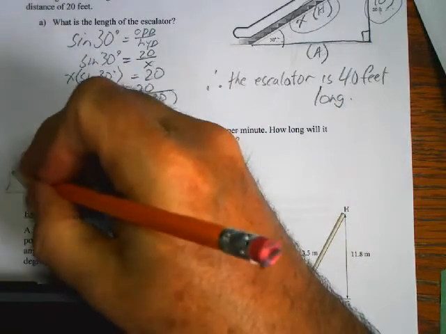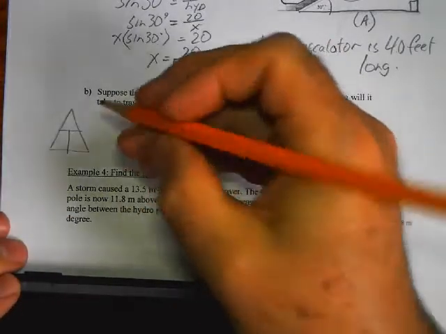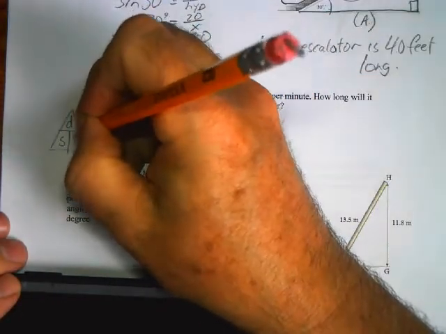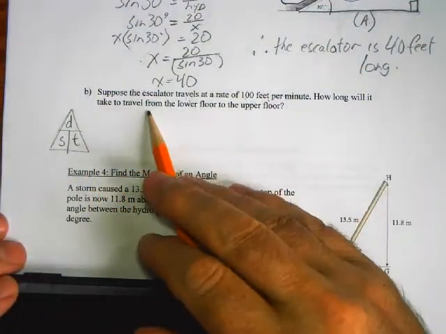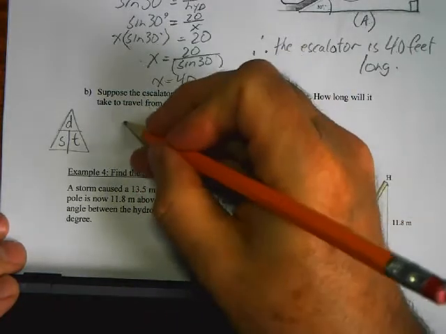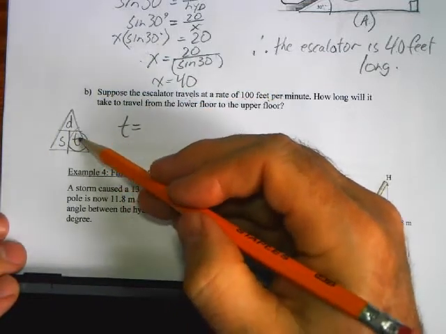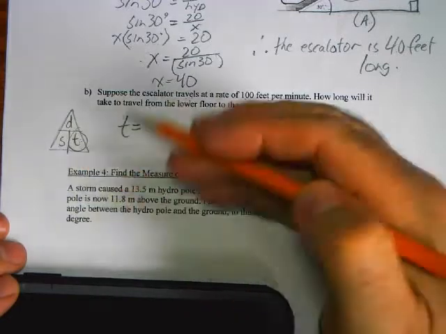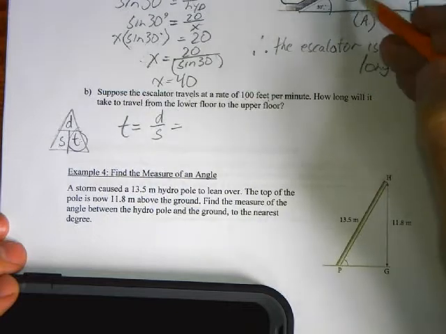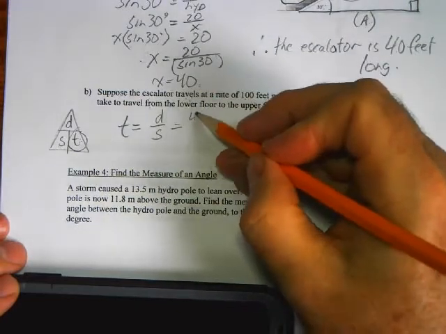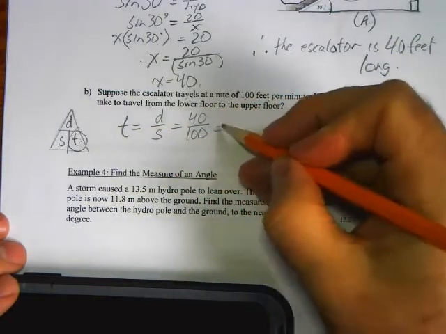this may be something you might have seen in science class. This is relating distance, speed, and time. I'm not sure if you've ever seen that, but based on this, we're trying to figure out the time it takes. So I want a formula for time. Time is going to be distance divided by speed. So t equals d over s, and we know the distance that we're traveling is 40 feet, and the speed is 100 feet per minute. So that's going to be equal to 0.4.